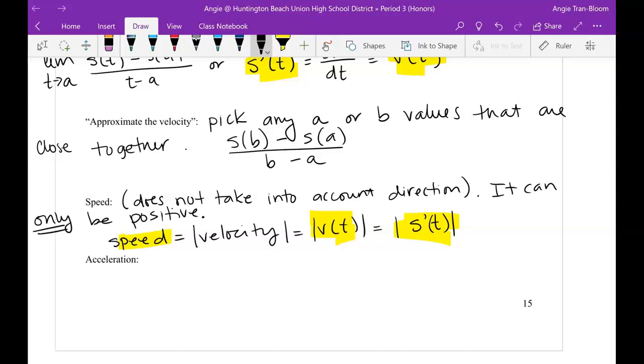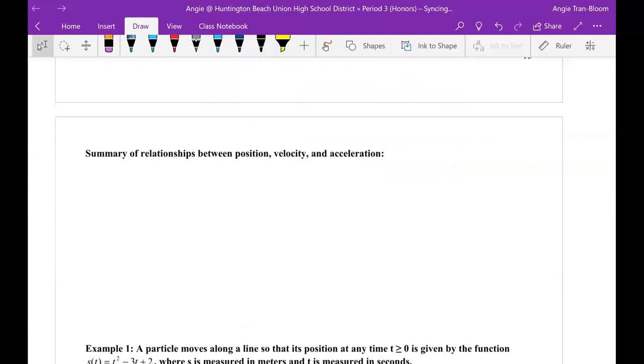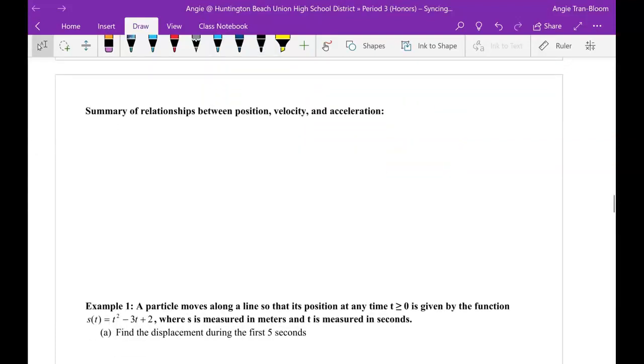Okay, next, acceleration. We're going to use a of t, which is, guess what? It's going to be the first derivative of the velocity. Well, the velocity is already the first derivative of the position, so it's really the second derivative of position. That's how they are related, right? So now we're going to go over here and put it all together in one big picture. Summary of relationship between position, velocity, and acceleration. Let's start with the first one, position.